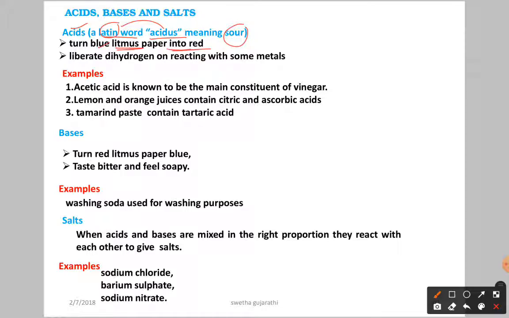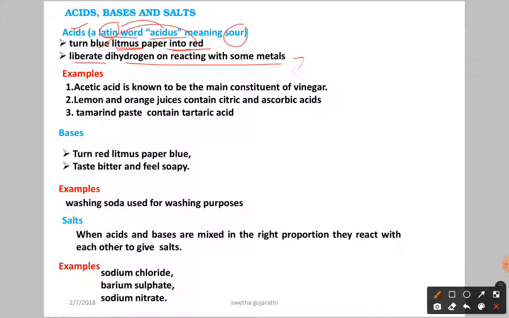Red. Okay. So generally in the lab, if you want to know whether a substance is an acid or not, just go for the litmus test. Litmus paper turns blue litmus into red. Now if you go further, acids liberate dihydrogen when they react with some metals.